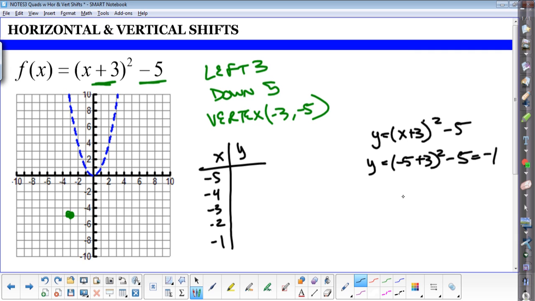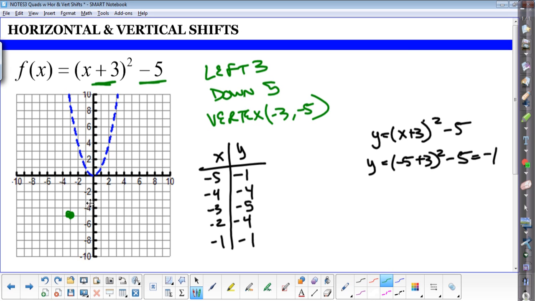Again, this is important for you because you can type this in directly into your calculator. Okay, you don't have to do any mental math. You can type that into your calculator. So negative 5, negative 1. If I plug in negative 4, I'll get negative 4. If I plug in negative 3, I will get negative 5. And then I'll get negative 4. And then I will get negative 1 again.